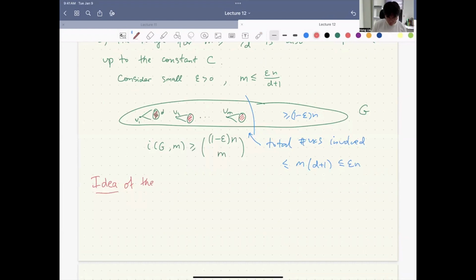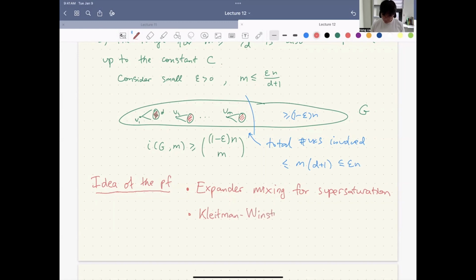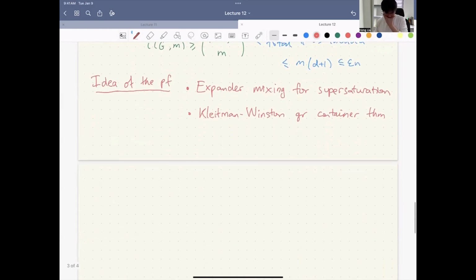So the idea of the proof: use expander mixing for supersaturation, or locally dense. And then you can use the Kleitman-Winston graph container theorem. This is it. So let's see some details.